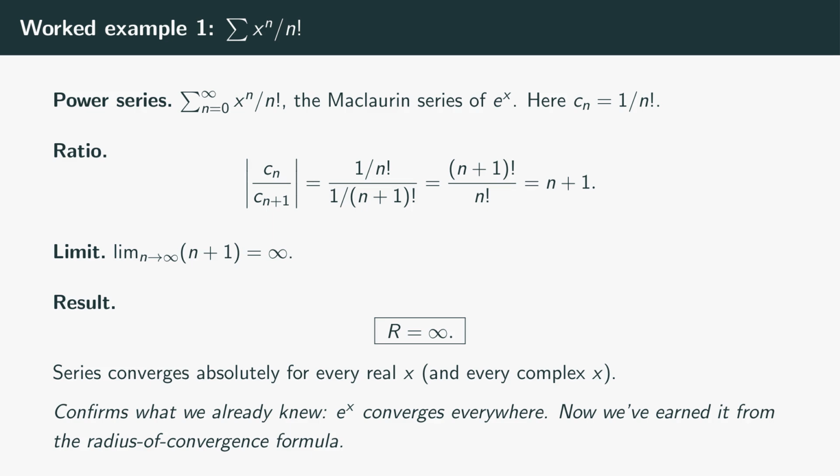Therefore, r equals infinity. The series converges absolutely for every real x. Confirms what we said last episode. E to the x converges everywhere, now derived from the radius formula directly. The factorial in the denominator makes the coefficients shrink so fast that no value of x, no matter how large, can outrun them. Same story for sine x equals the sum of negative 1 to the n times x to the 2n plus 1 over the quantity 2n plus 1 factorial, and cosine x equals the sum of negative 1 to the n times x to the 2n over the quantity 2n factorial. The factorial denominators force r equals infinity. These three series live on the entire real line.